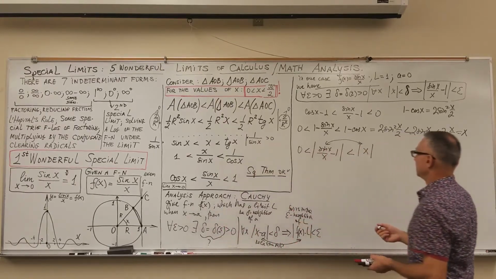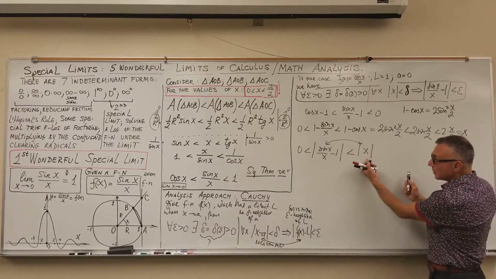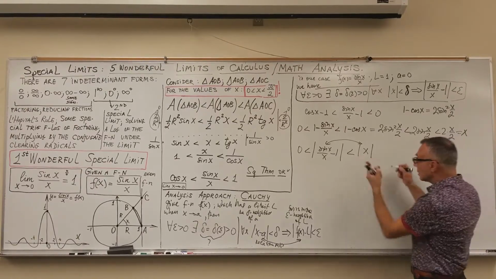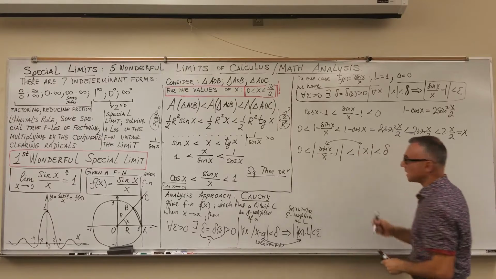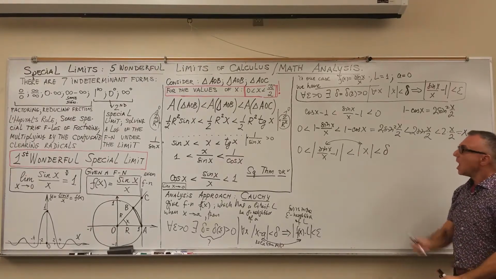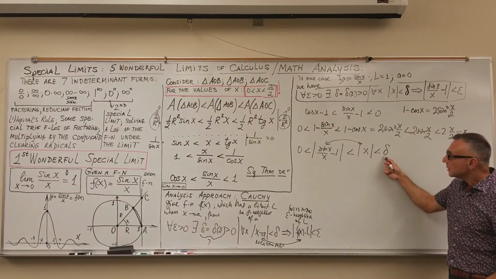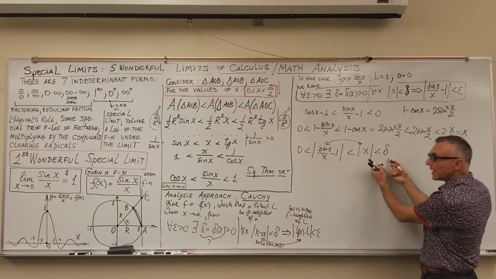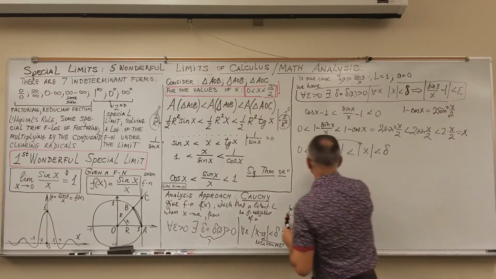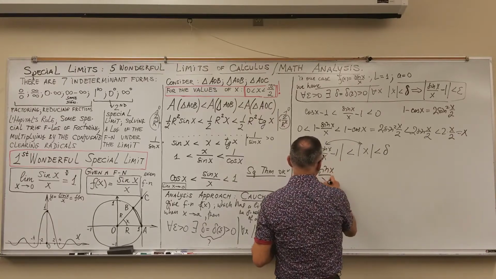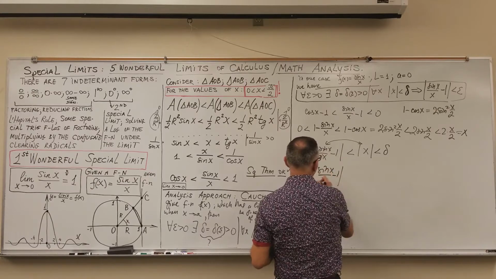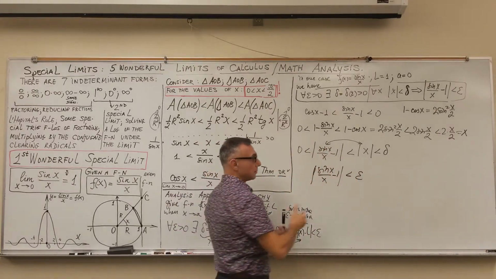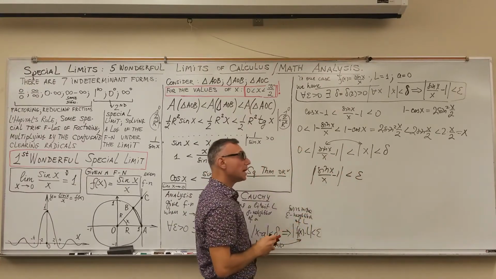What does this mean? This is my delta neighborhood of x around 0. By the setup, it's less than delta. And we want this condition, absolute x less than delta, to imply that the absolute value of sine x over x minus 1 is less than epsilon. Will it imply? Yes, it does.